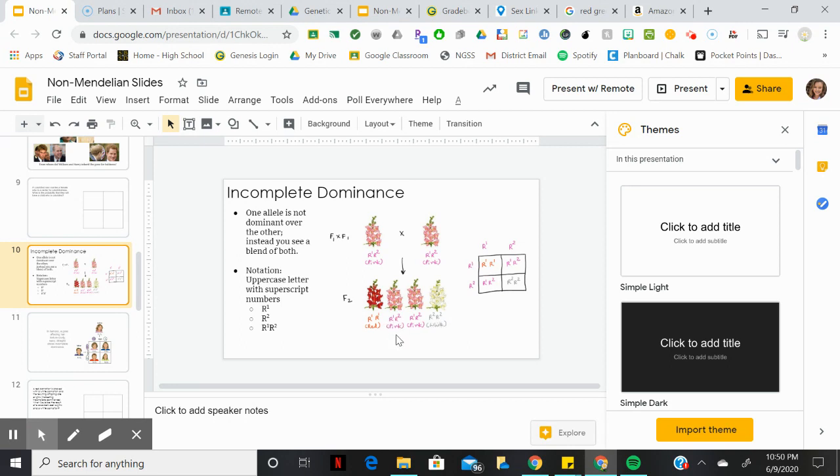So what happens if you cross two incomplete dominant flowers, two pink flowers? You would have R1, R2, R1, R2. Then you do the Punnett square. This would be R1, R1. That's red. R2, R2 is white. And then these flowers are your heterozygous. Neither red nor white is dominant, so you get a blending of both, which is pink.